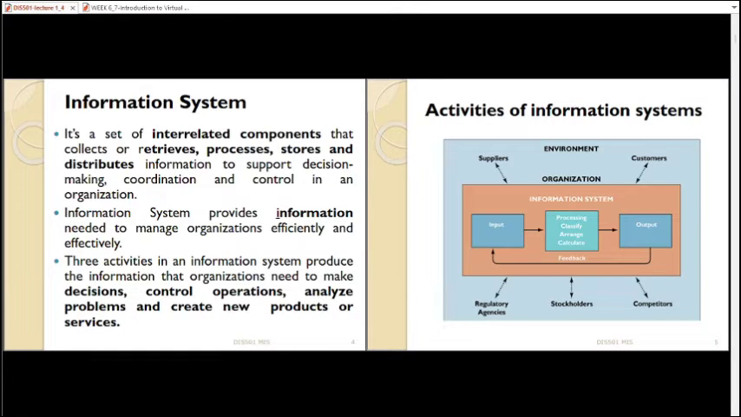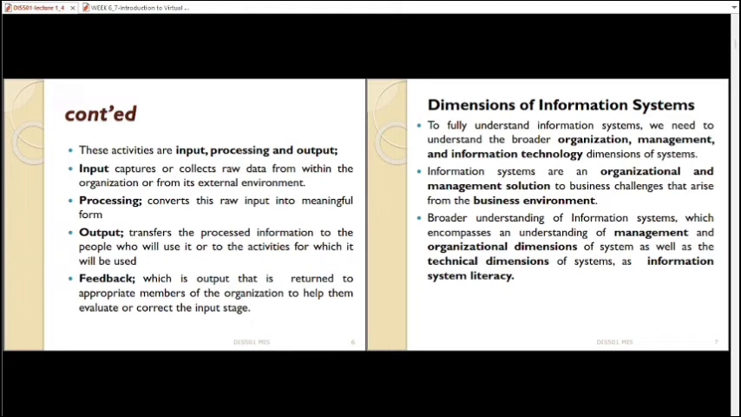Now remember, this input and this output is affecting the environment, and within our environment we have suppliers, we have customers, we have regulatory agencies, we have stakeholders, we have competitors, and all that. All those form the basis of the environment that we are referring to. So there's a lot that happens. That's why we're talking of input, process, output, and the feedback.